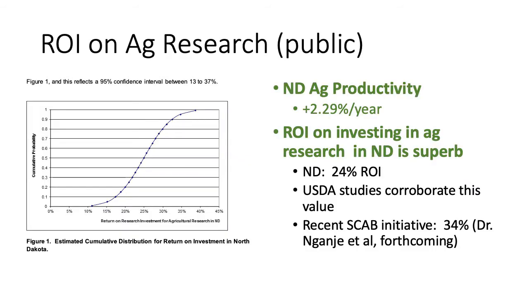A few years ago, Dr. Grafton asked me to give an idea what the return on investment was in agriculture in North Dakota. So we used Ag Experiment Station data for a long period of time and measured that our productivity was increasing at a rate of about 2.29% per year, and our return on investment is 24%. That's been corroborated by other studies now, and this is a widely circulated study of my own. And what that means is investing in agricultural research is a very good investment.